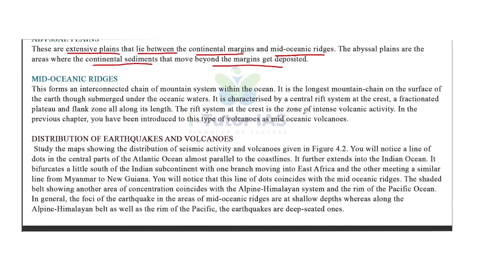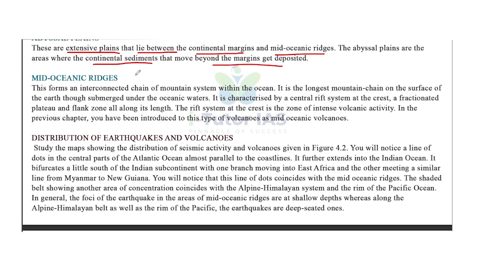Now, final one is mid-oceanic ridges, or MOR.